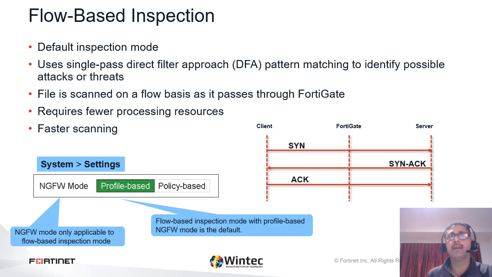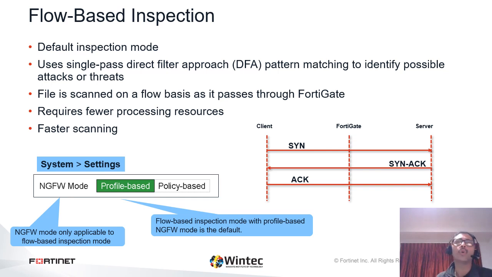Now let's try and decipher what flow-based inspection is and what its advantages and disadvantages are. Flow-based inspection examines the file as it passes through FortiGate without any buffering. As each packet arrives, it is processed and forwarded without waiting for the complete file or web page. If you're familiar with the TCP flow analysis of Wireshark, then that is essentially what the flow engine sees. So if you have a look at the three-way handshake on the slide, that will be very evident to you. Packets are analyzed and forwarded as they are received.